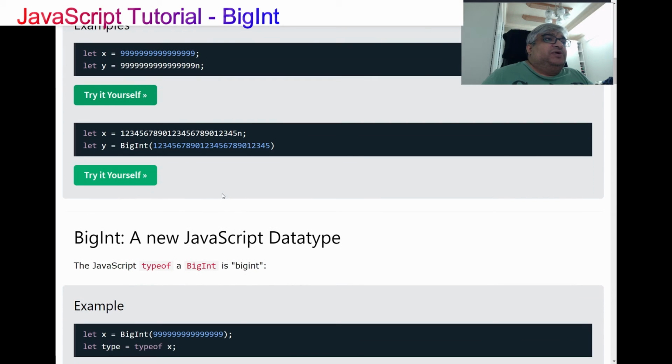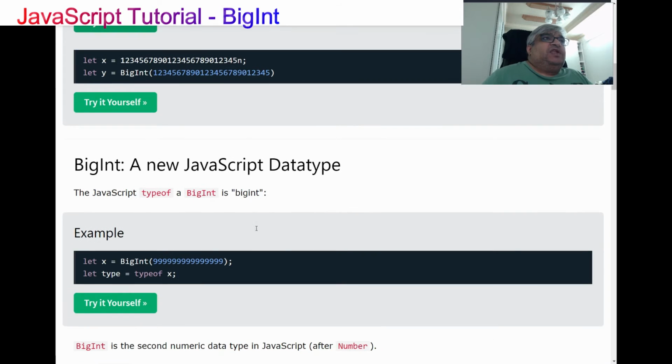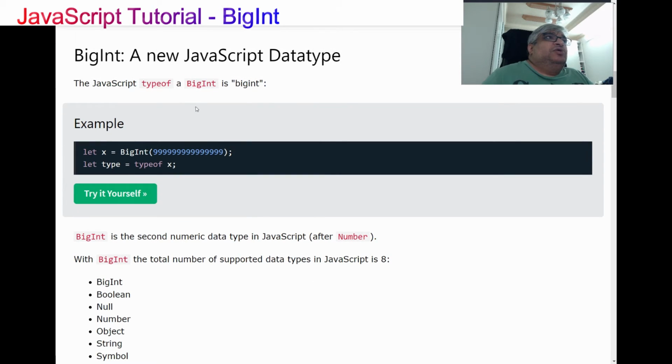I hope you understand what BigInt is now. As you know, BigInt is a new JavaScript data type.